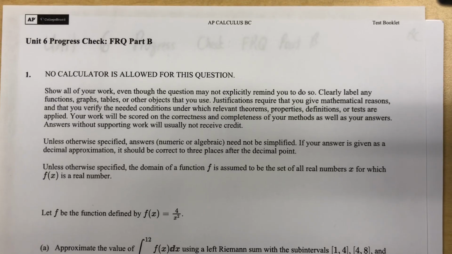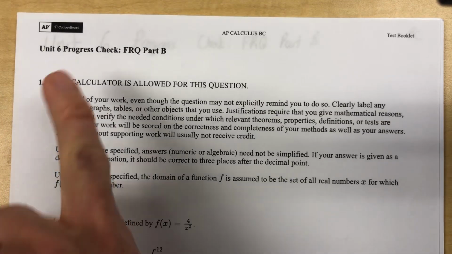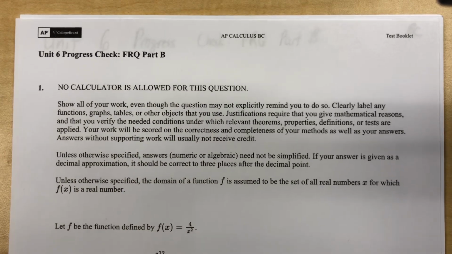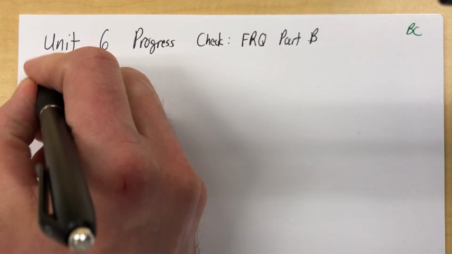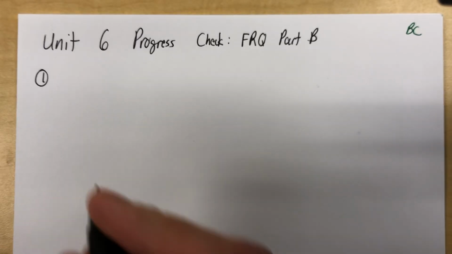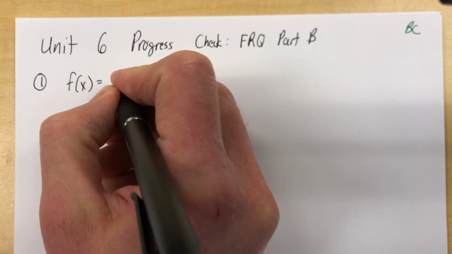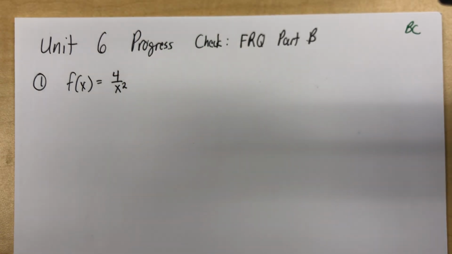Here we go. Let's work on this calculator interactive question. Unit 6 progress check, free response questions, part B, number 1. It's the only one in part B. And we shall begin. They gave us a function, and they're going to do all kinds of fun stuff with this one single function.